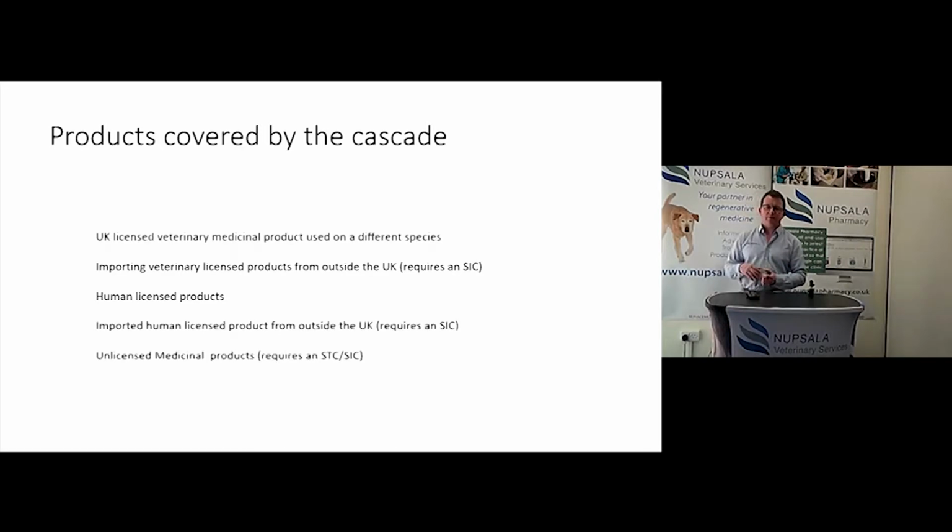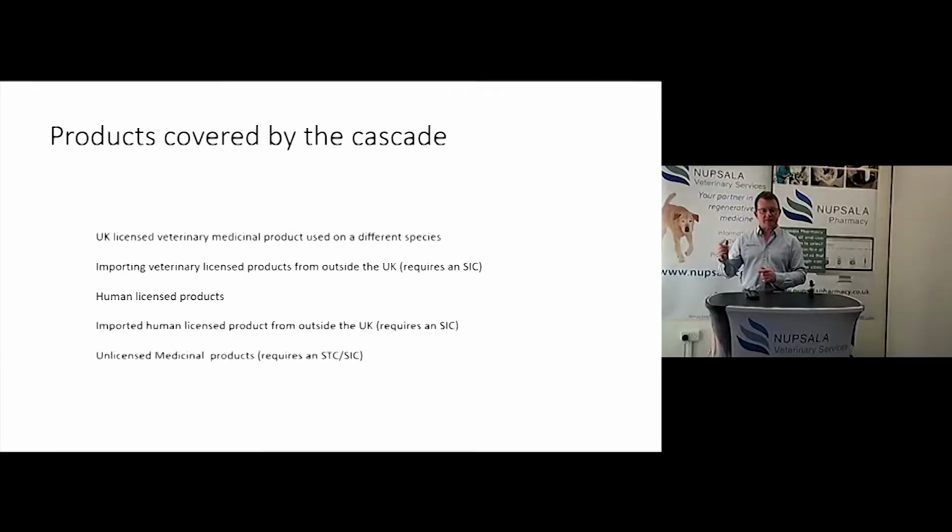The next one will be a human licensed medicinal product from outside of the UK that you're going to import. Again, you've already searched and ascertained that there is no human licensed equivalent product, and obviously no veterinary licensed product in or outside the UK. You're then broadening your search to look for a registered licensed human medicinal product from outside of the UK. The same situation applies as with veterinary products from outside the UK: you're going to need a special import certificate.